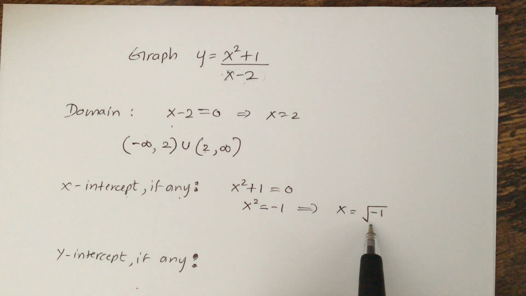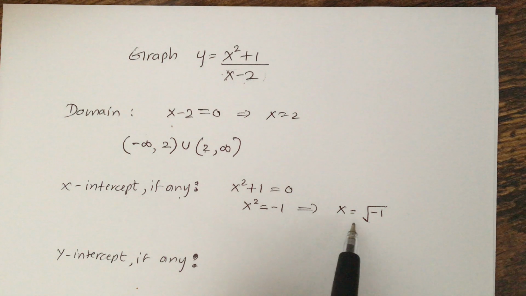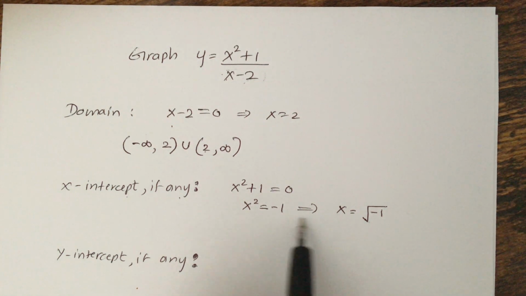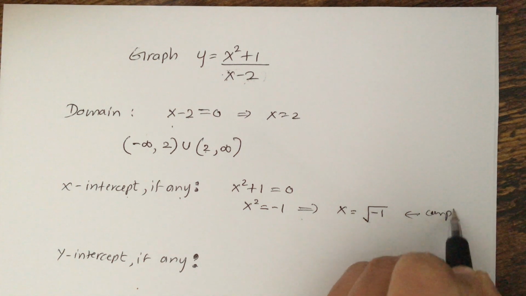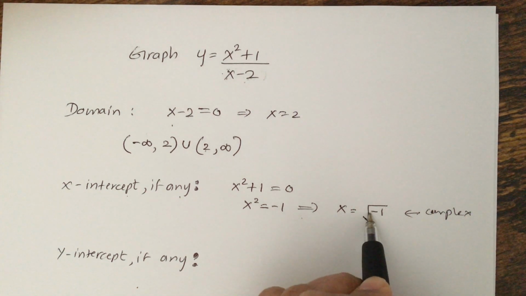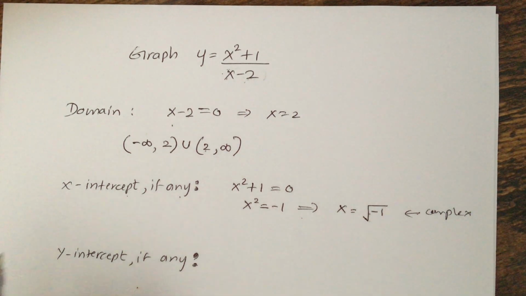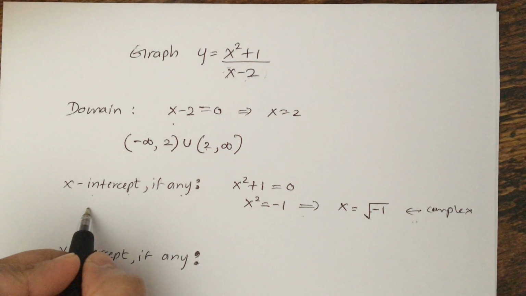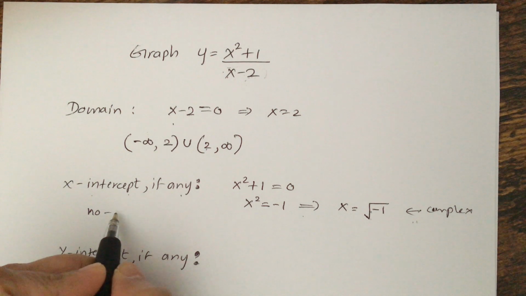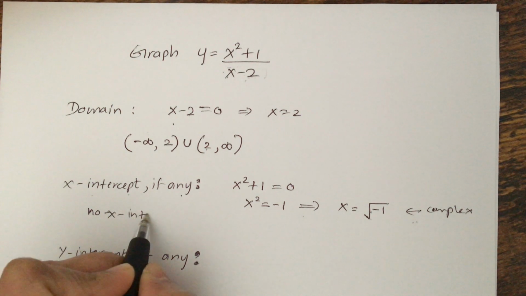Therefore, in this case we don't have an x-intercept. See, this is a complex number, right? We don't know how to find the square root of negative 1. It's not a real number, right? So this is a complex number. So in this case, no x-intercept, okay?